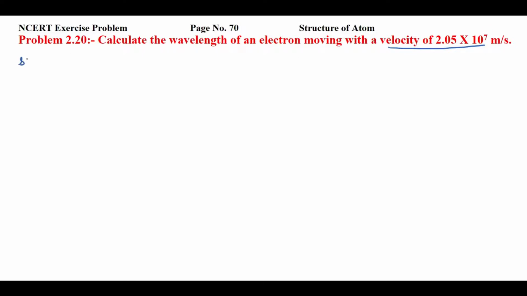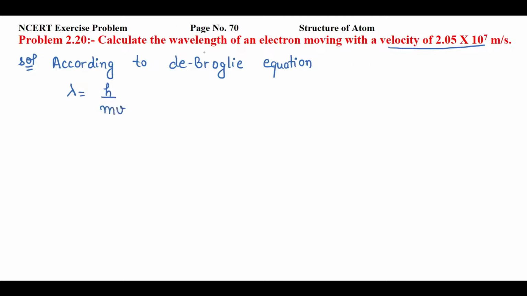So in this case we will use the de Broglie equation. You can write over here, according to the de Broglie equation, the relation will be lambda equal to h by mv. Now we have to find the wavelength, that means lambda.